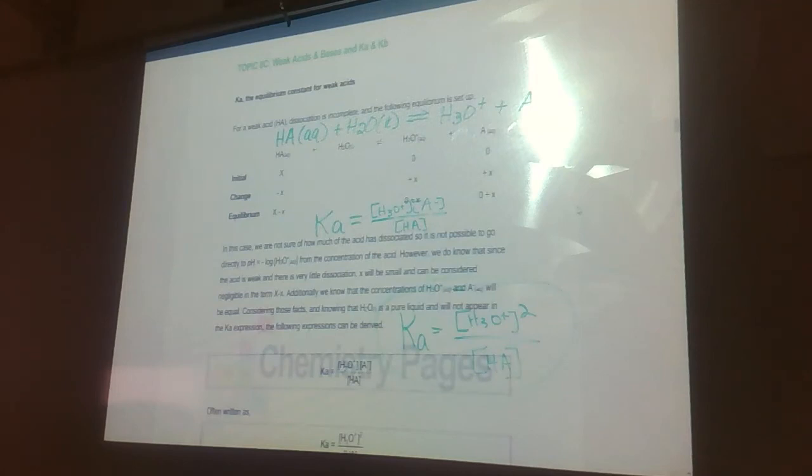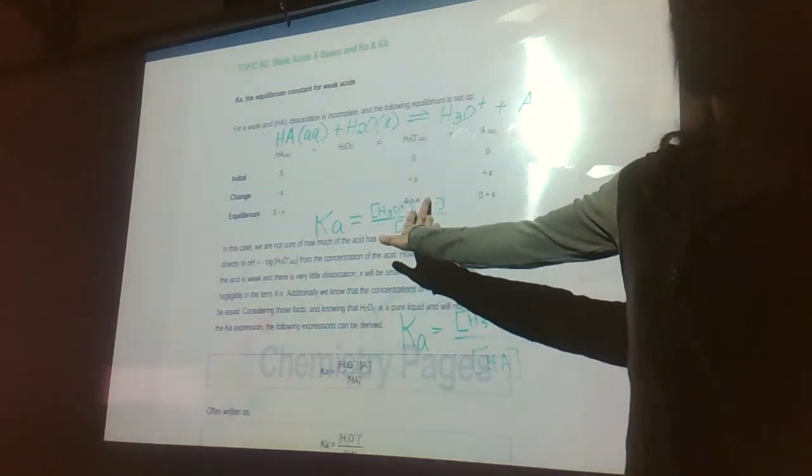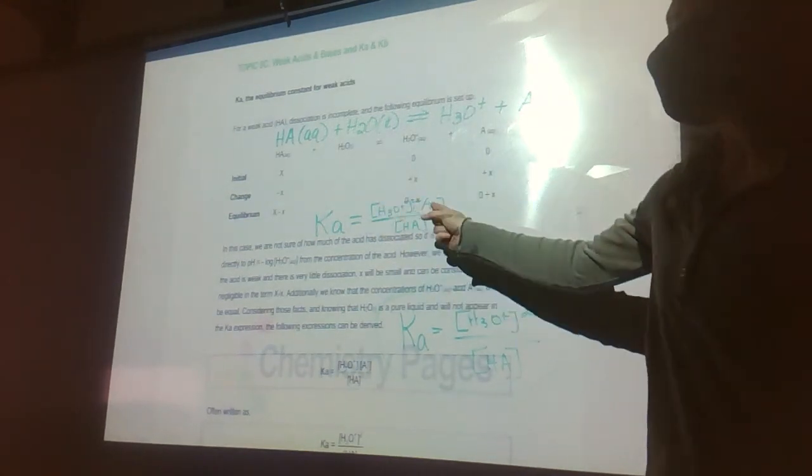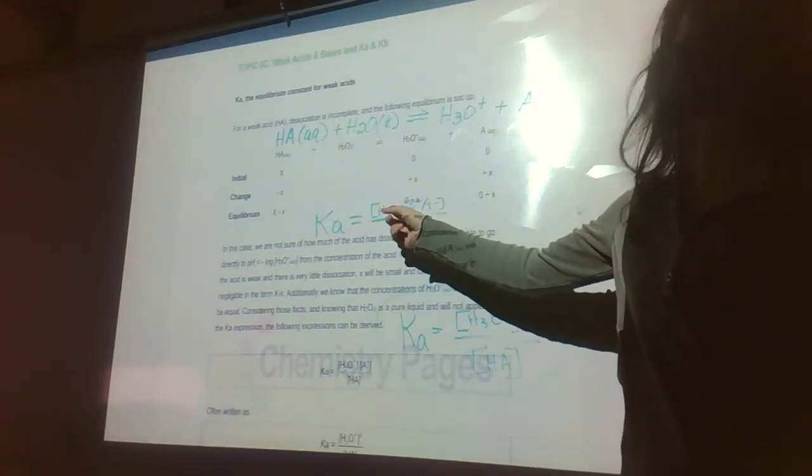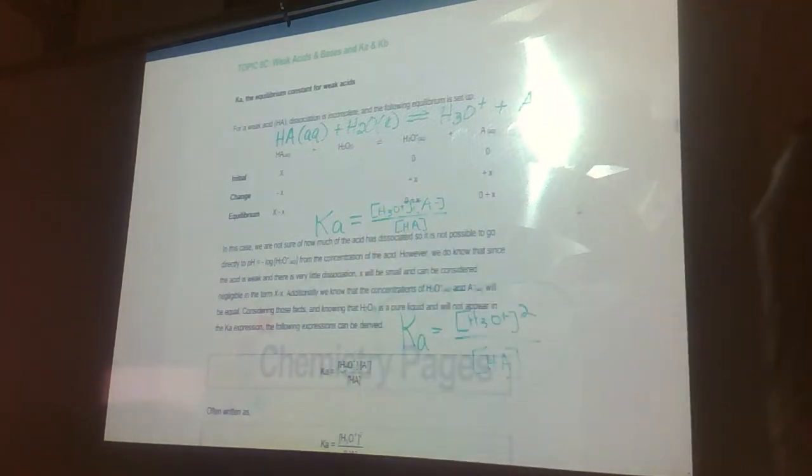Rylan? Is that for the positive equation? Yeah. Why would you square that? Because these are equal, and we really don't care about this concentration, we care about this one. But they would be the same either way.